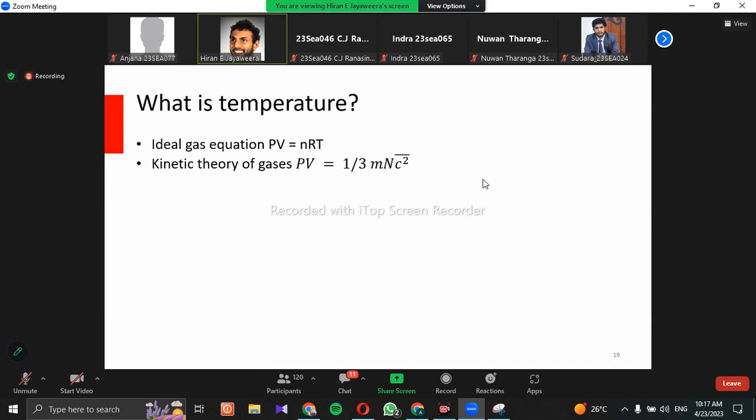So it's the same PV in both equations. However, the other side is different, right? So you can just equate those two equations, PV equals nRT and PV equals 1/3 mN c squared bar. Then you can just move items here and there. So I just introduce a half here, and that half is here, and 1/3 is readily there.